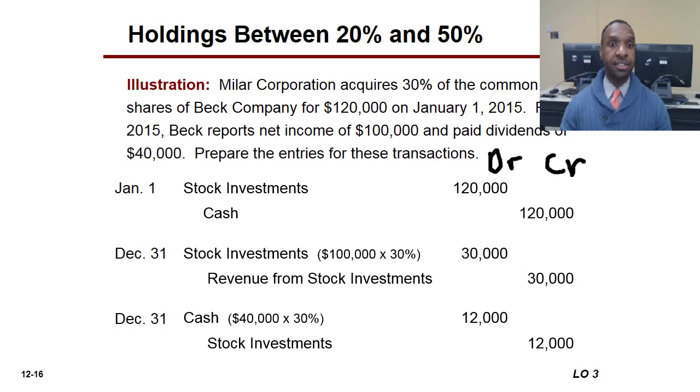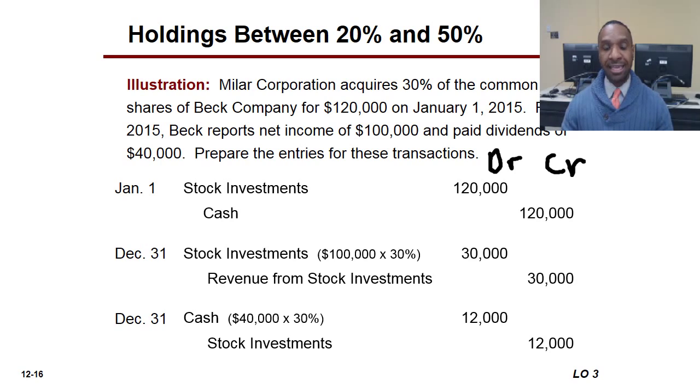So let's take a look at this. We've got stock investments. We've got $100,000, right? Times 30%. So remember, we've acquired 30% of the common shares or the common stock of Bet Company. So we're breaking this down. This is the equity method. So we've got 30,000 December 31st. Revenue from stock investments is $30,000, right? $30,000.